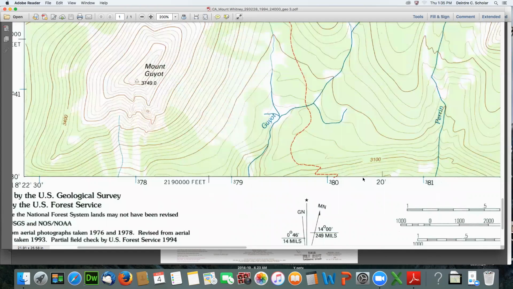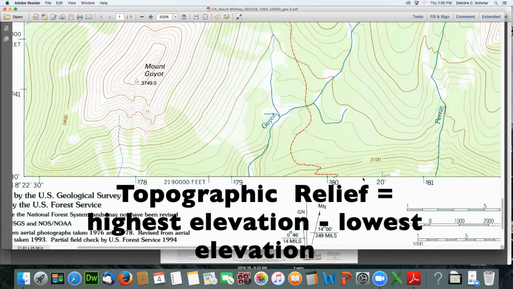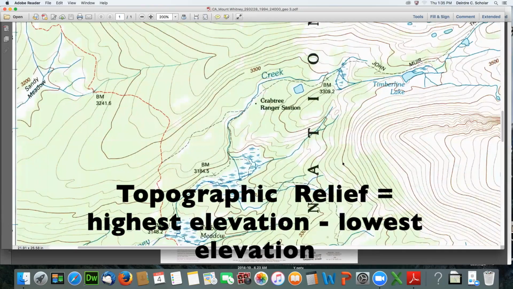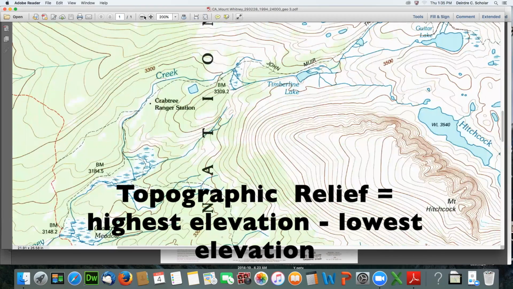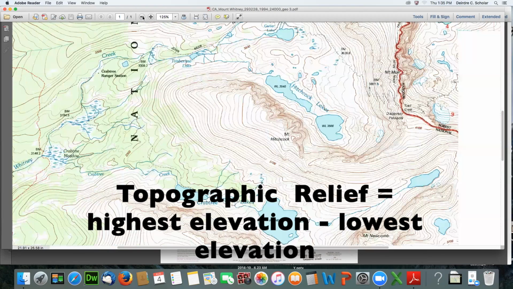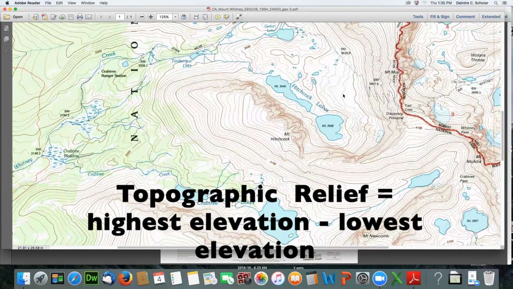So when you're determining the topographic relief for the Mount Whitney quad, remember you're taking the highest elevation, which is Mount Whitney, and you can do this in both meters and feet. And I actually encourage you to practice this in both units, both meters and feet.